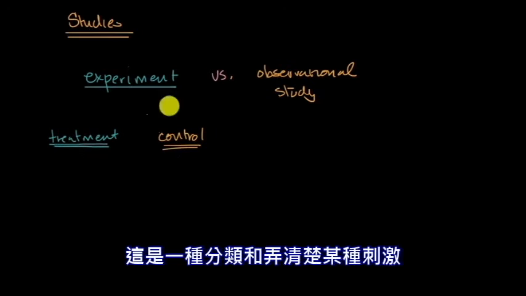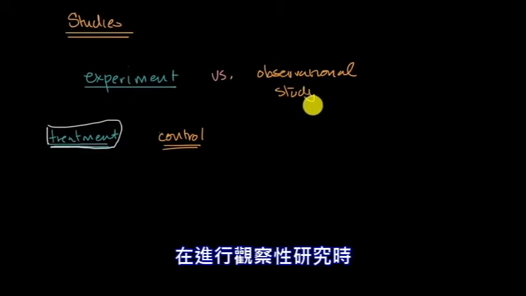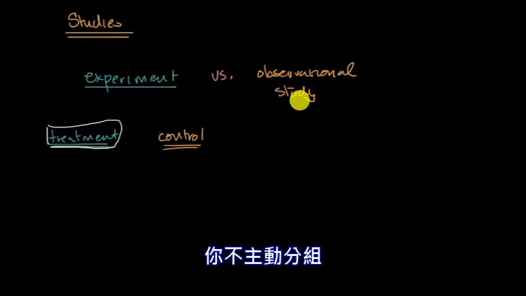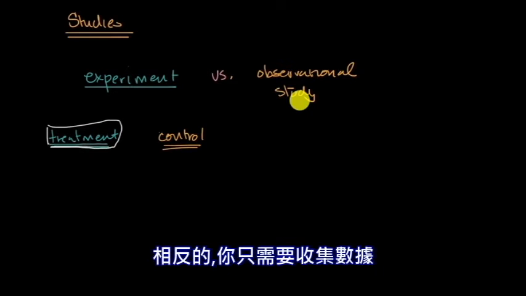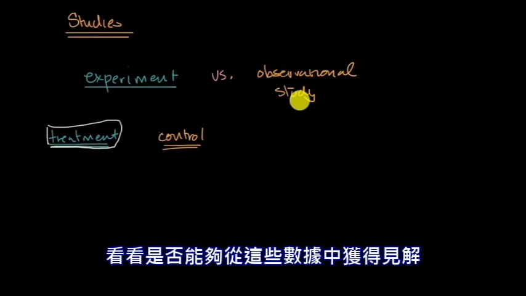So that's what an experiment does. It's this active sorting and figuring out whether some type of stimulus is able to show a difference. While in an observational study, you don't actively put people into groups. Instead, you just collect data and see if you can get some insights from that data.